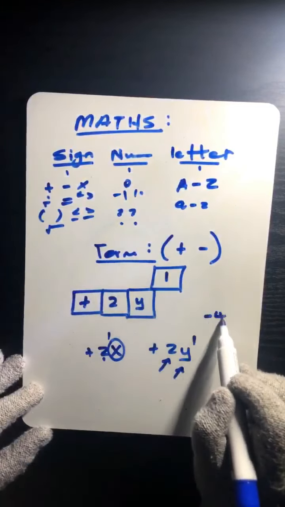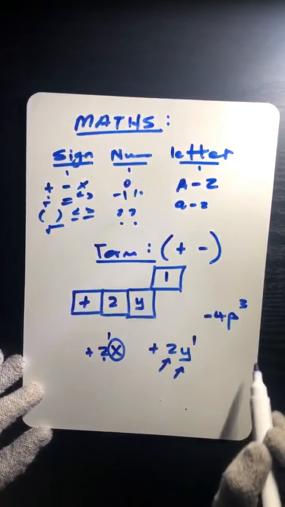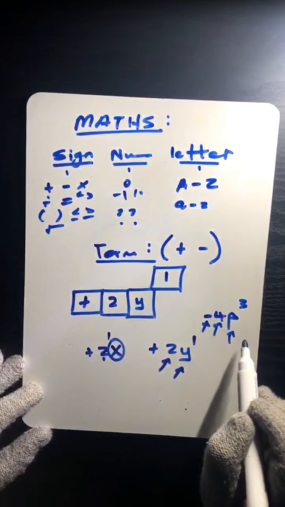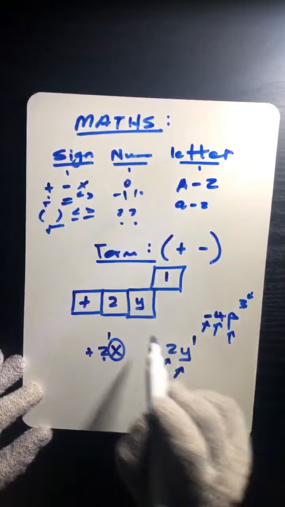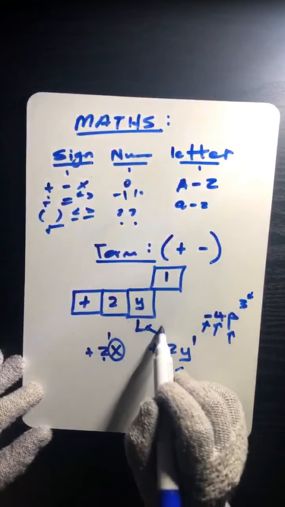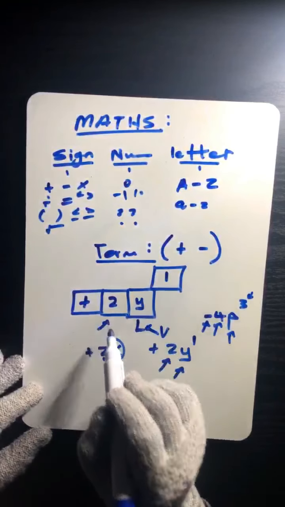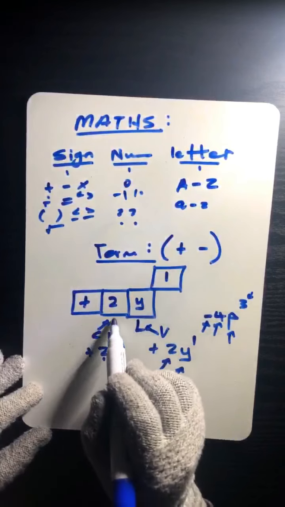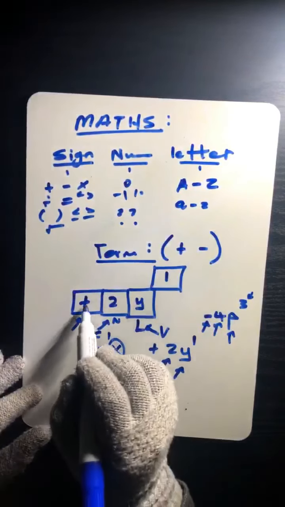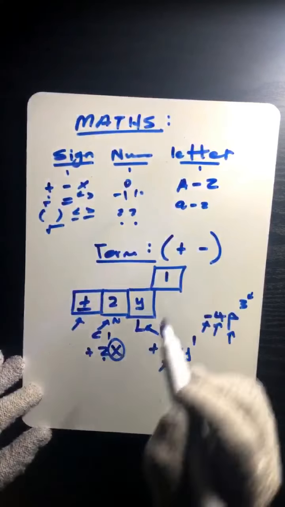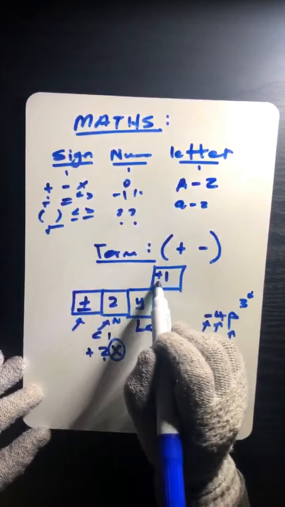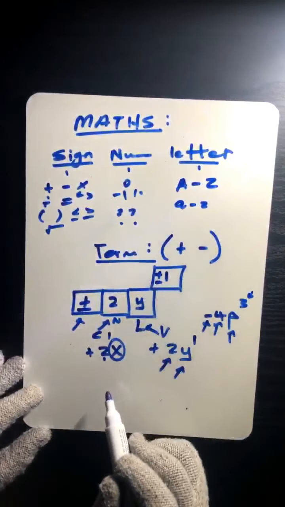If you have -4, let's say p to the exponent 3, can you see? There it's a sign, a coefficient, a variable, and a power. So a letter there is actually called a variable, and a number there is what we call a coefficient. And then this is just a sign which is either positive or minus. And then you have a power which could be a positive power or a negative power.